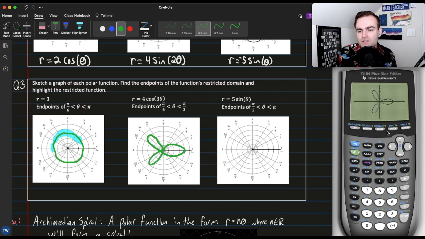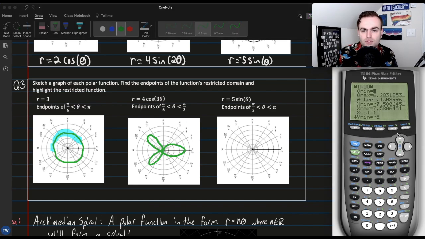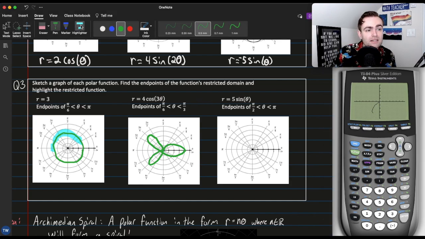Let's look at the endpoints. So if we go to Window and change our endpoints, we want pi over 6, and then we want pi over 3. What does that give us? It gives us the start of half of a petal. So it gives us from here to here, essentially. So I was right. It would have been pi over 3. It should have been with this 4 pi over 3. But I digress. We kind of see the comparison here, right?